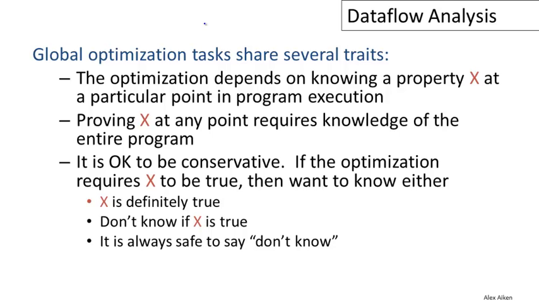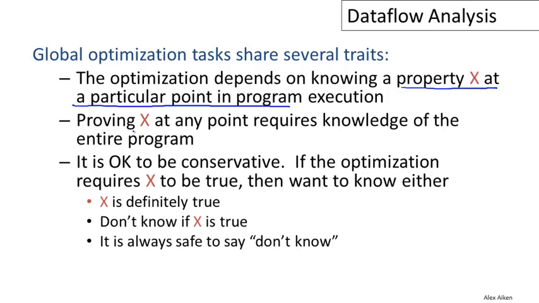Stepping back for a moment, there are many global optimization tasks that we would like a compiler to perform. Global constant propagation is just one of those. Now, it turns out that all of these global optimization problems share several common traits. First of all, the optimization always depends on knowing some property X at a particular point in the program. So we want to know some piece of very local information. For example, is X at a particular point in the program guaranteed to be a constant? That's the property for constant propagation.